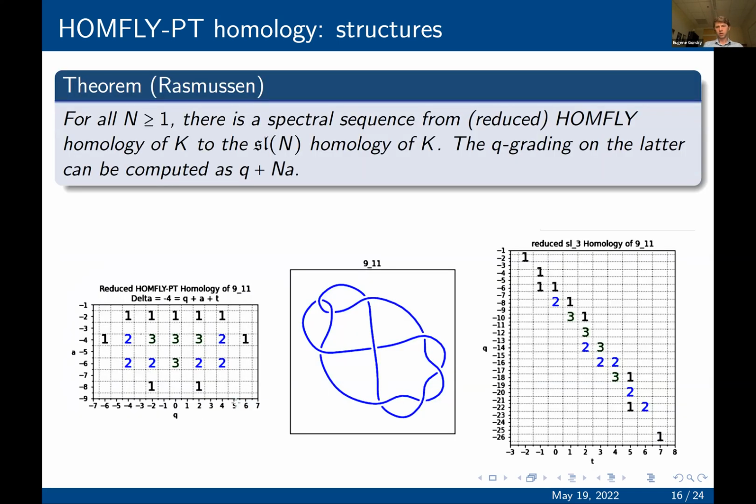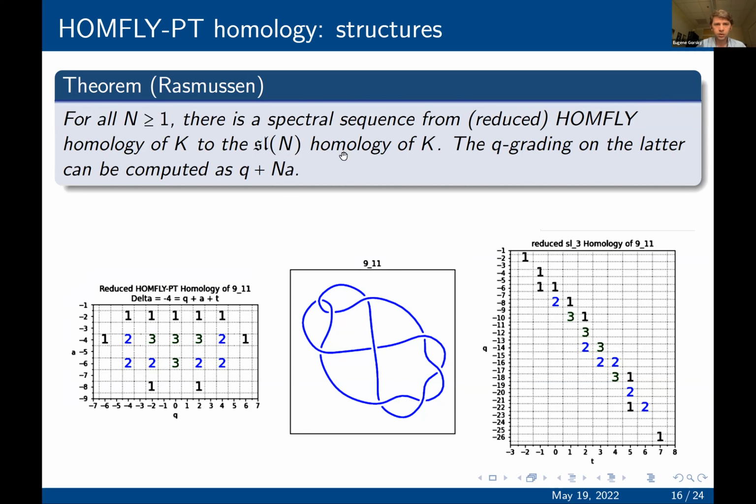All right. Okay. The next structure that I want to discuss is relating this HOMFLY homology and SL_N homology. Again, this is a result of Jake Rasmussen, that for each capital N there is a spectral sequence from reduced HOMFLY homology to reduced SL_N homology. In principle, you can do unreduced, but unreduced HOMFLY is infinite dimensional. We don't want to do this.